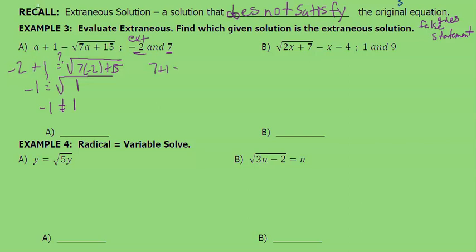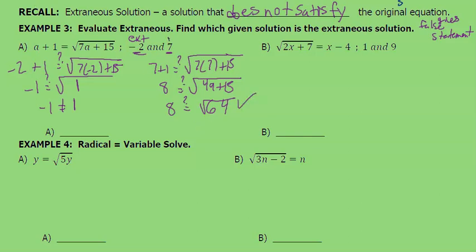7 plus 1, is that equal to the square root of 7 times 7 plus 15? Is 8 equal to the square root of 49 plus 15? Is 8 equal to the square root of 64? Yes, this one is real. So the extraneous solution is negative 2.